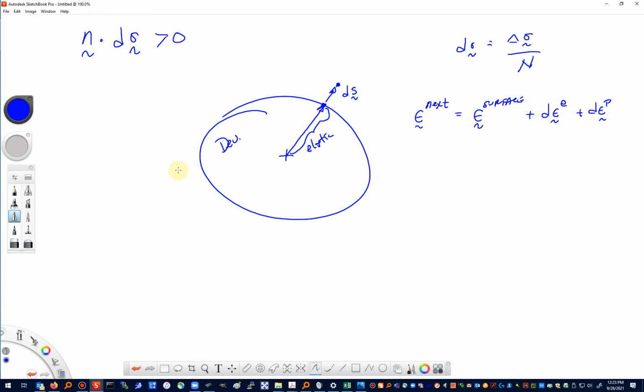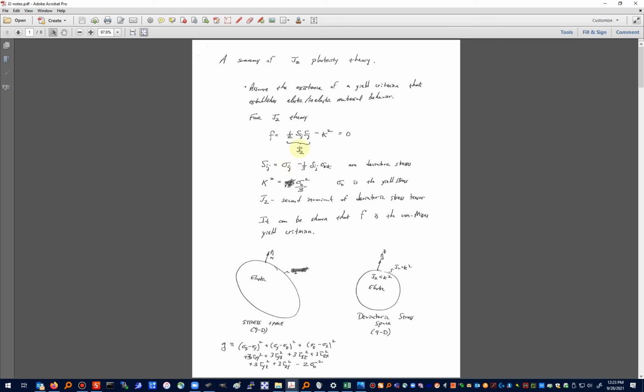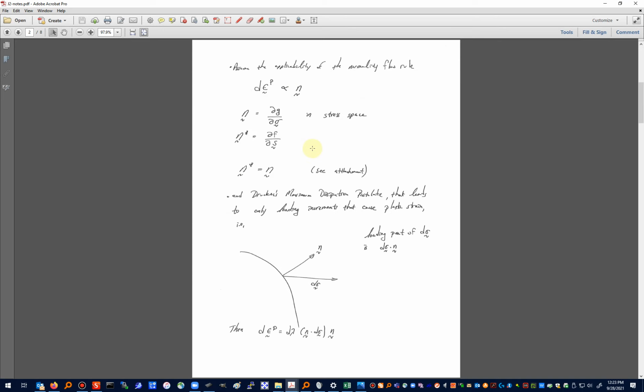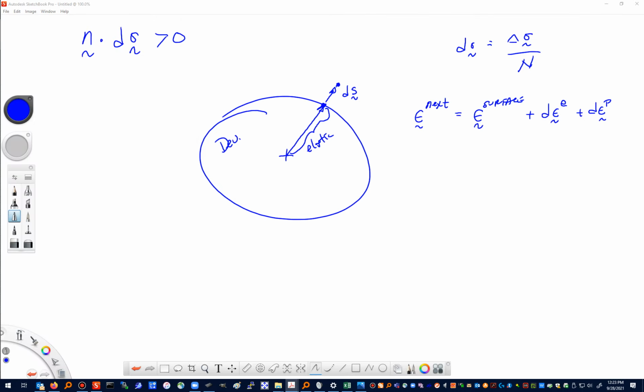All right, so let's get our formula sheet over here. Again, for J2 plasticity theory, we're going to be using this normality flow rule. The d epsilon p is equal to d lambda, n dot d sigma, times n. Let's write that down. D epsilon plastic is equal to d lambda n dot d sigma times n.